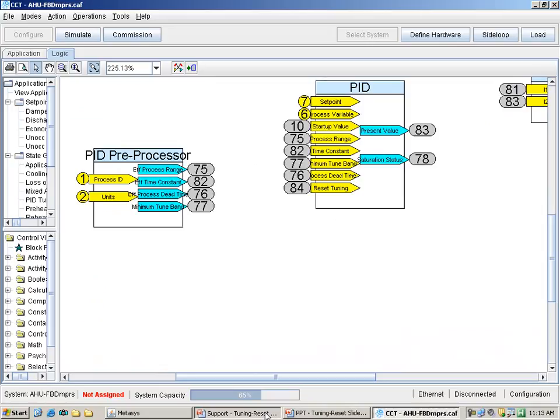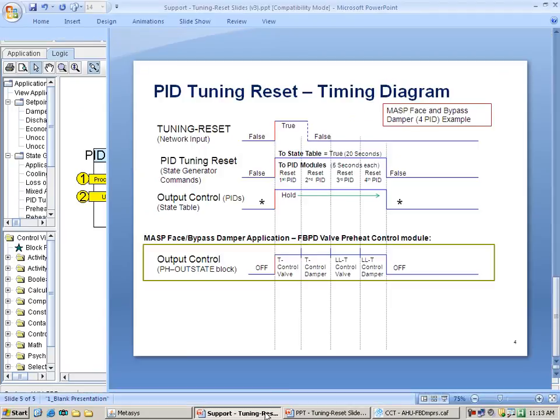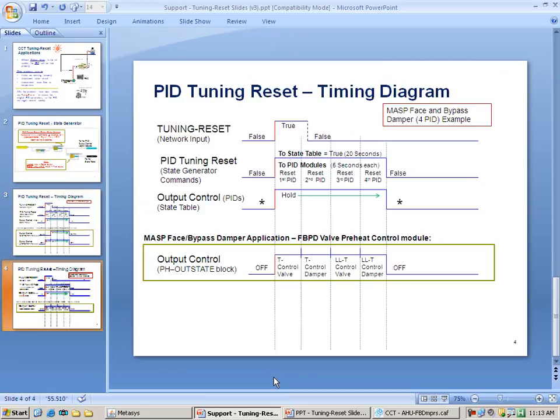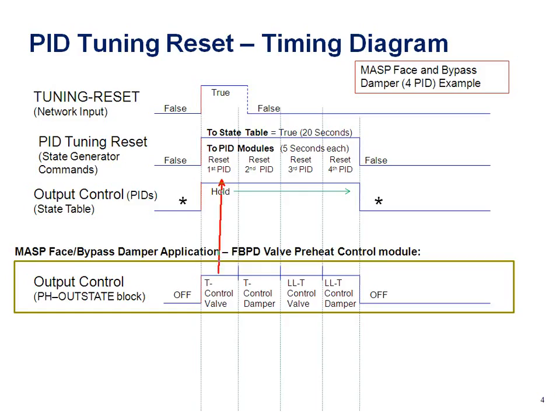Now let's look at a PowerPoint slide here that shows a diagram, the timing diagram now for this face and bypass preheat control. And if we study this closely here, we can see that the reset PID command was for the temperature control for the valve. The second reset PID went to the temperature control for the damper. The third went to the low limit temperature control for the valve. And the fourth one went to the layer known as low limit temperature control for the damper. So this timing diagram explains and describes the face and bypass valve preheat control module.